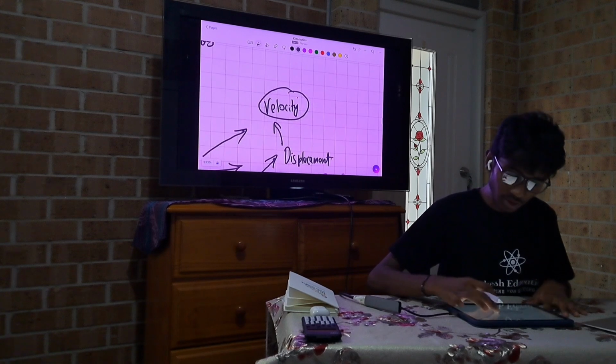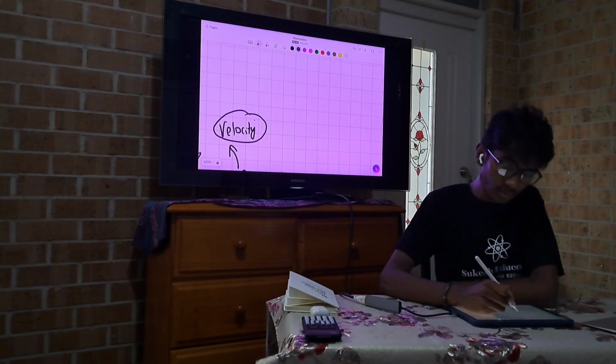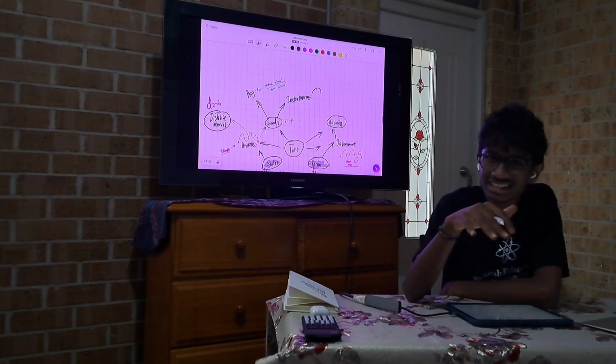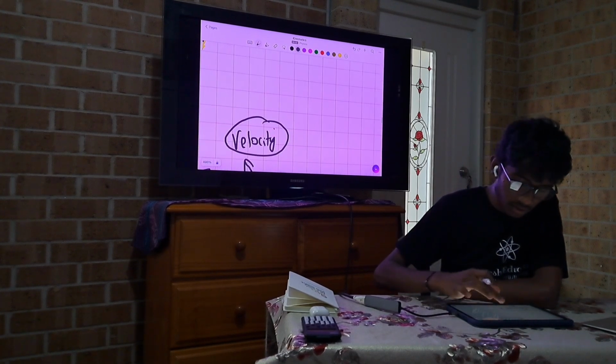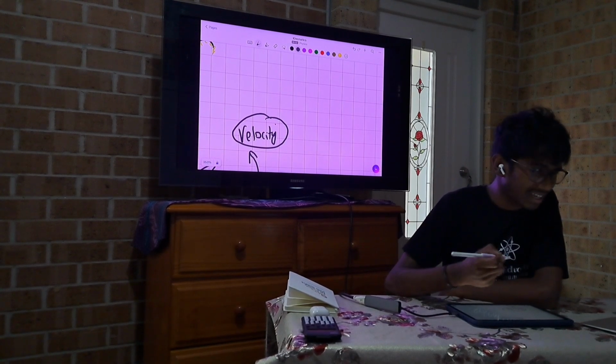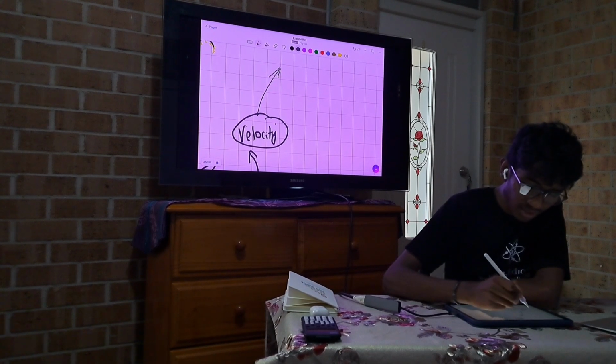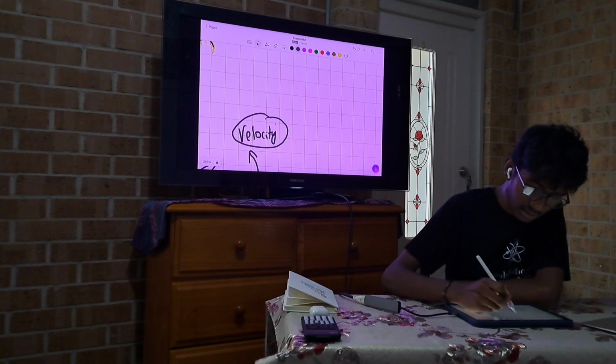Okay, let's look at velocity. When you look at velocity, we have the same two things: instantaneous velocity, average velocity. For our cases, we don't really want to dig into instantaneous velocity because it's the same thing. It's velocity at an instant.